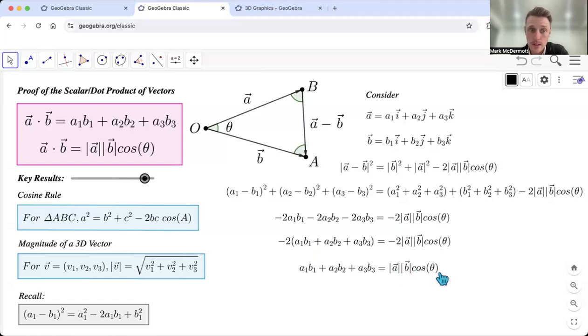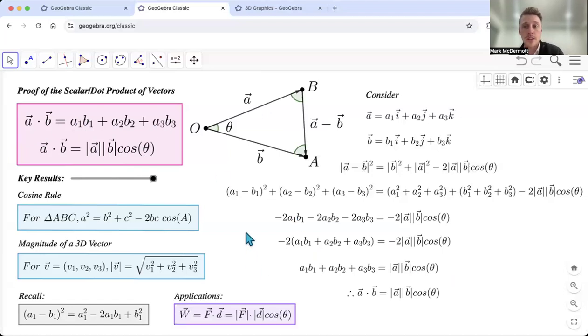Now, that is our dot product. This was our definition of the dot product, A1B1 plus A2B2 plus A3B3, but we can see geometrically that it also equals the magnitude of vector A by the magnitude of vector B multiplied by cosine of the angle between them. So quite a mouthful. I did promise that we would look at some applications of this.